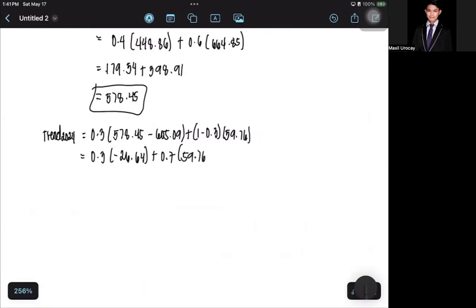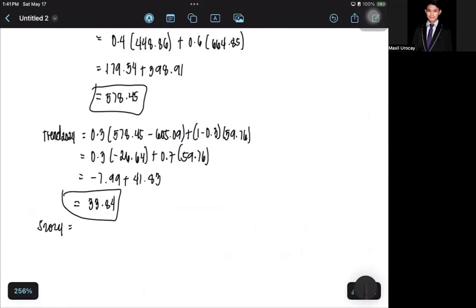So in this one right now, you begin to calculate negative 26.64 times 0.3, and that will equate to negative 7.99. And then plus the 0.7 times the 59.76, that will equate to 41.83. So calculating negative 7.99 plus 41.83 equates to 33.84. That is your trend for 2024.